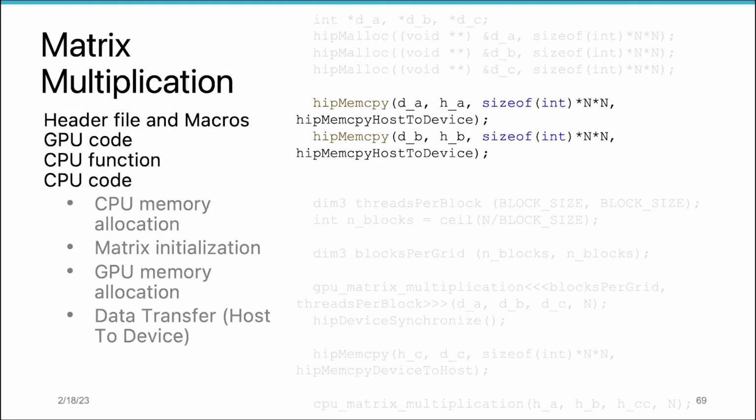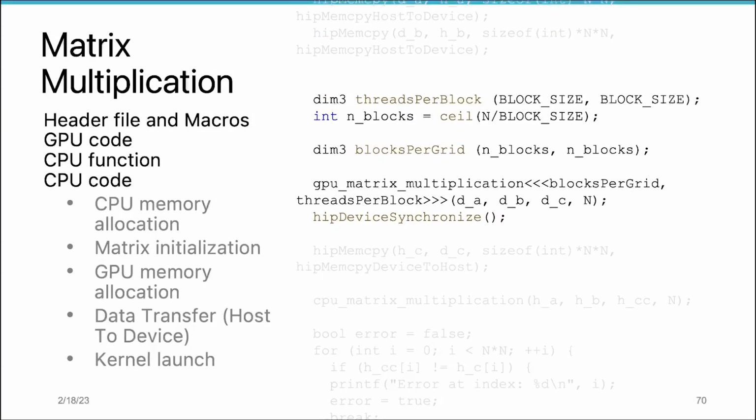The next thing we do is copy the data from the input matrices h_a and h_b from the CPU to the GPU. The hipMemcpy API call takes 4 arguments: the destination matrix d_a, followed by the source matrix h_a, and the size of the matrices and direction of the transfer, which is hipMemcpyHostToDevice.